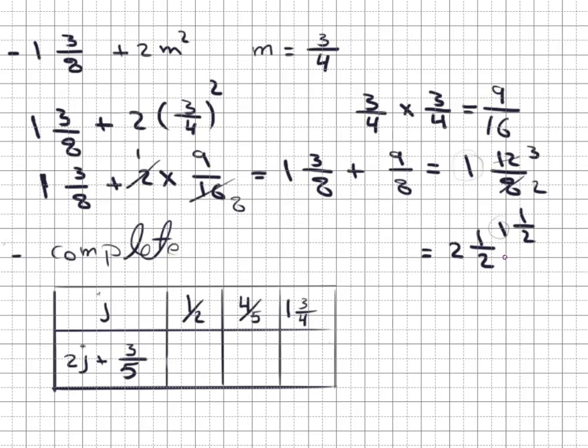This is the final answer. Every time, if you can change an improper fraction to a mixed number, yes, but don't forget that you have a whole number first. 1 plus 1 equals 2, and the half stays the same.